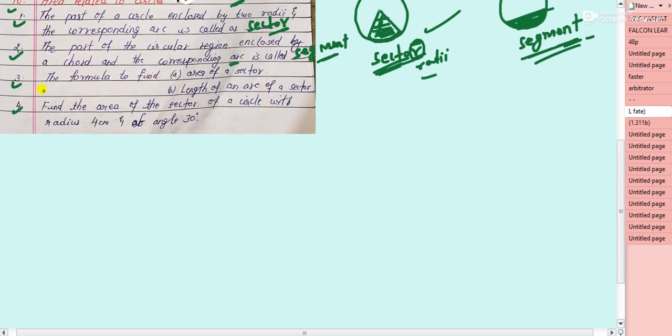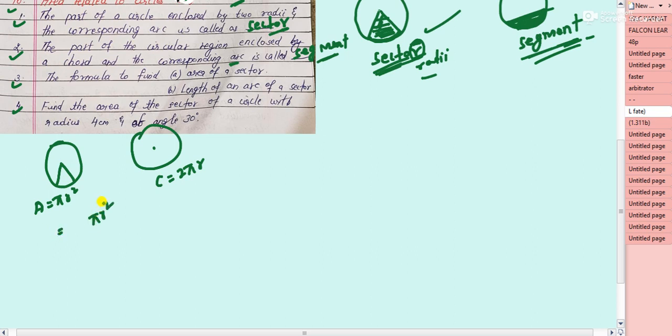The next is the formula to find the area of a sector. So see, if this is a circle, what is its area? Its area is pi r square. And what about its total length, that is circumference? It is 2 pi r. So remember, whenever they give area of sector, use the same circle formula pi r square, but just multiply with theta by 360. Just remember, total angle is 360 and this is theta. Got it? This is the area of sector.